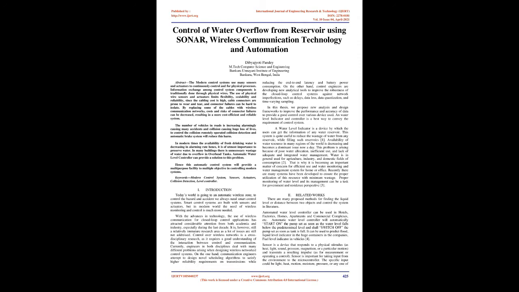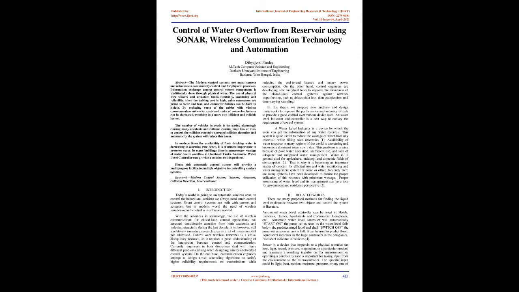In modern times, the availability of fresh drinking water is decreasing at an alarming rate, hence it is of utmost importance to preserve water. In many buildings there is unnecessary wastage of water due to overflow in overhead tanks. An automatic water level controller can provide a solution to this problem. Hence, this automatic control system will provide a multipurpose facility for multiple objectives in controlling modern systems. Keywords: modern control system, sensors, actuators, collision detection, level controller.